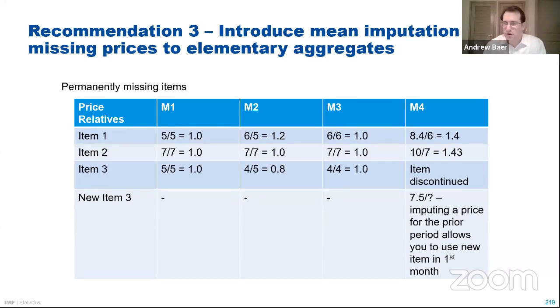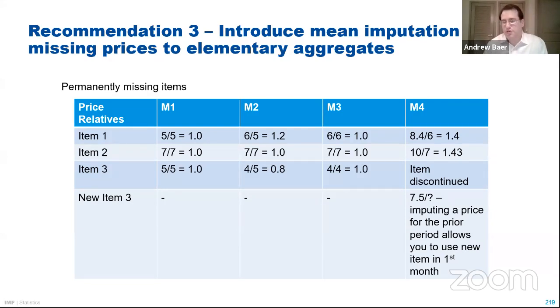But in this case, which will happen a lot, the item either was not available in month 3, or the company did not provide you the information on what they sold it for in month 3. I've seen both cases happen. So again, imputing a price for the prior period allows you to use the new item in its first month, because you'll assume a price in the prior period that basically gives you a change in your first month equal to the mean of your other items in month 4.